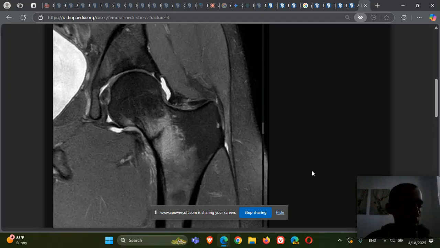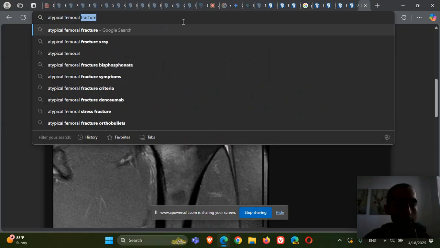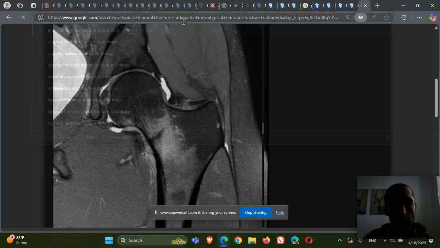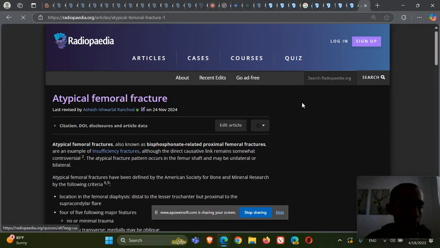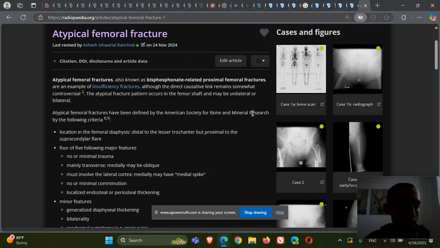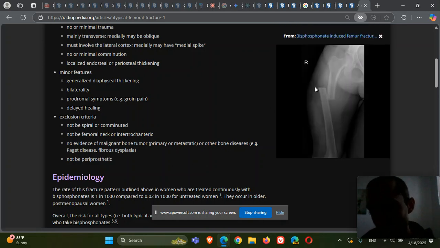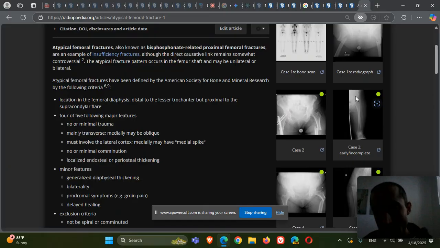Okay, now a very important fracture we'll talk about is atypical femoral fracture. Atypical femoral fractures are very subtle initially, but can get very bad with time if not identified early. And you can see here how bad it can get. But initially, those fractures are very subtle. Those are what is called insufficiency fractures.